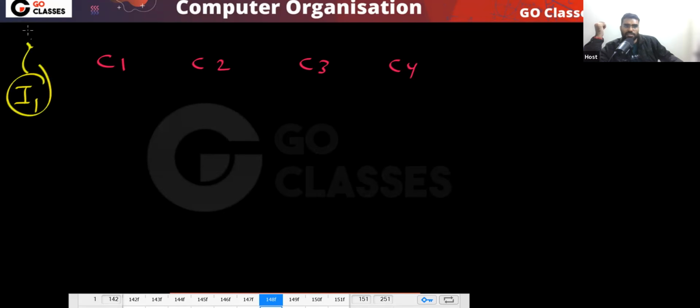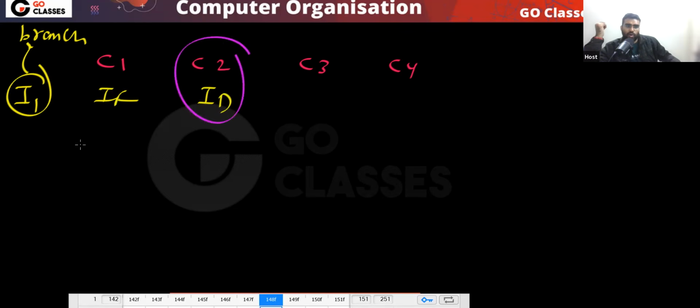Now, of course, there are problems in the cycles C1, C2, C3, C4. For example, if you fetch an instruction that is a branch instruction, you fetch it, you decode it. But when you are decoding it, at that point, already one of those instructions will have come. Agree? Already I2 will have come. We don't know whether it is correct or not.